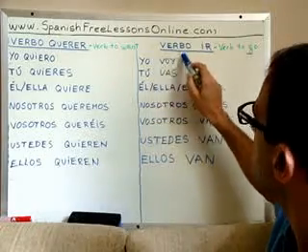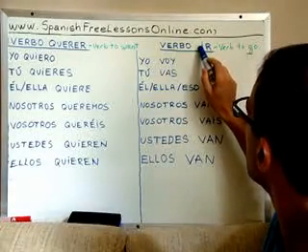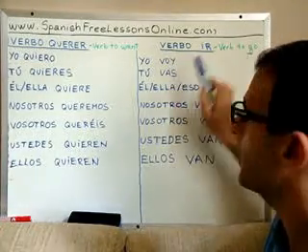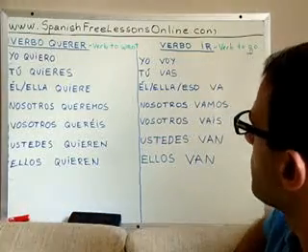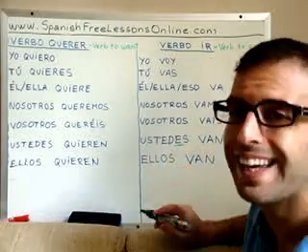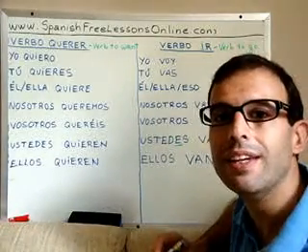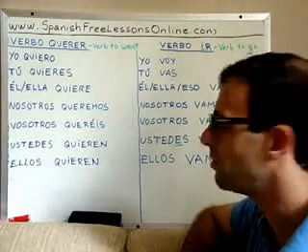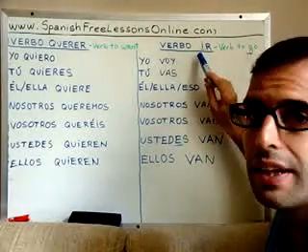Okay, verbo ir. Let's spell the verb ir. This is I-R. Okay, remember that in Spanish this is E. This is I. Okay? So don't get confused with English. This is E. This is I.